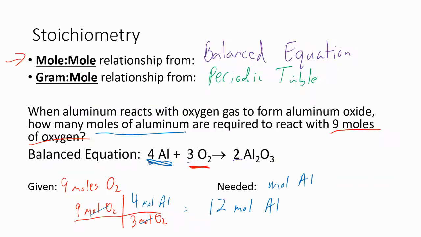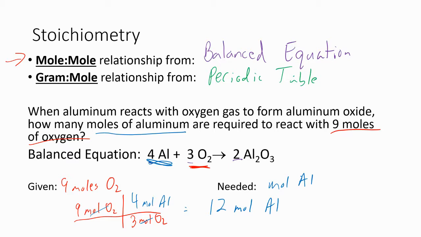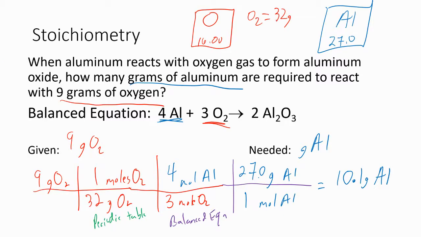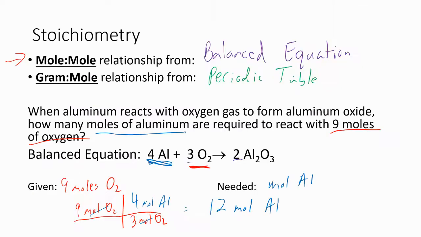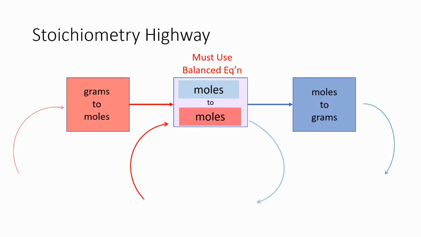So these problems look the same. One was a lot easier than the other because this one didn't involve grams, it just involved moles. And this one did involve grams, right? No grams, pretty easy. Grams, had to keep going to that periodic table. All right. So basically, in our stoichiometry highway, if you have to start here at grams, then you got to use that periodic table. Then you got to use the balanced equation. Then you got to use the periodic table again if it asks you to go to grams. If all you need is moles to moles, you just use the balanced equation.